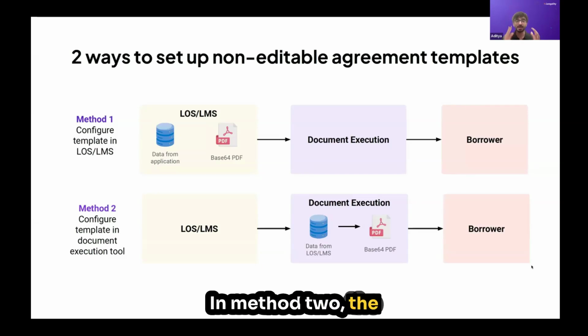In method two, the LOS LMS simply acts as a source of data and a collector of data. It collects and passes on data to the document execution platform. The document execution platform in method two hosts the templates. And so it takes the data from the LOS and LMS, fills up the document, generates the final document, and then generates the eSign link and so on, conducts the document execution workflow. So these are the two methods.